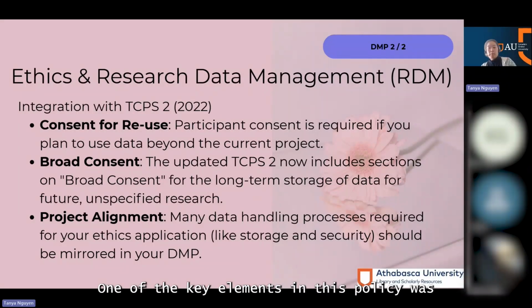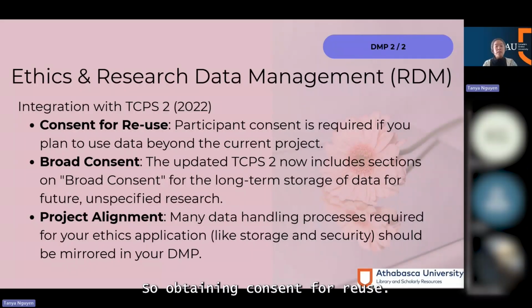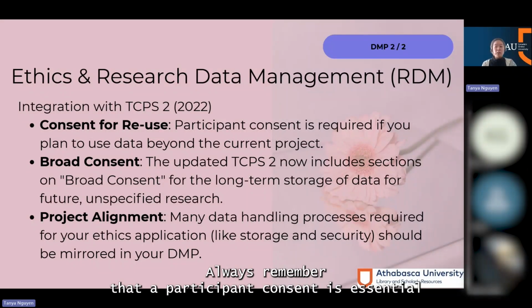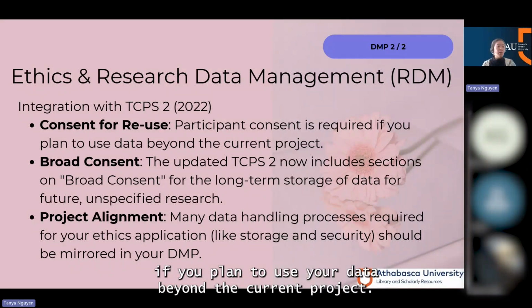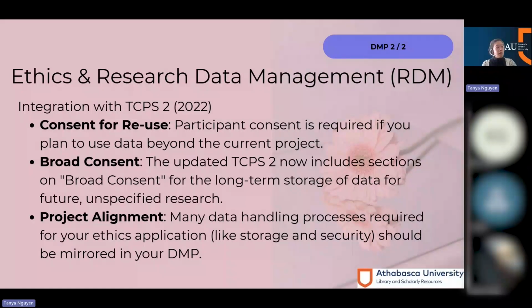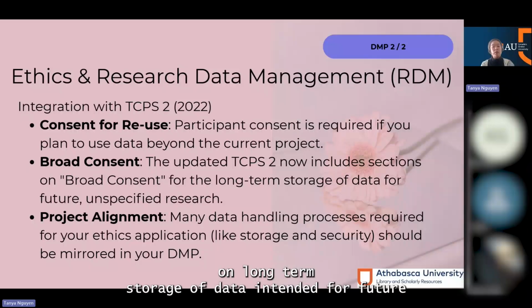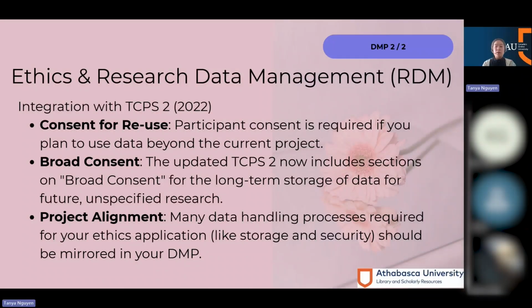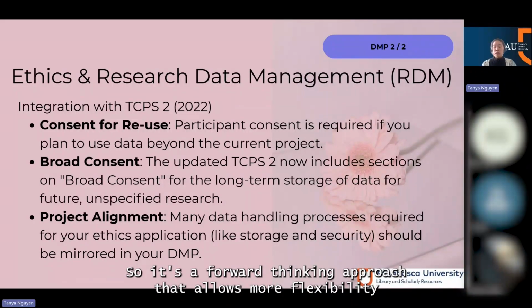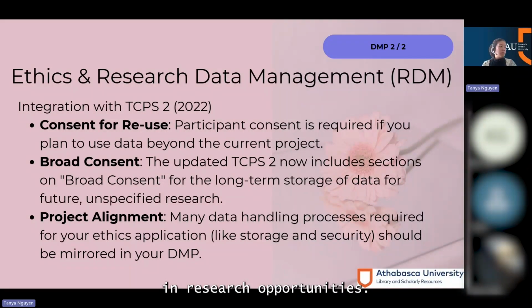One of the key elements in this policy was about consent, so obtaining consent for reuse. Always remember that participant consent is essential if you plan to use your data beyond the current project. So broad consent is also noteworthy, and this was updated in that TCPS2, and it includes sections on long-term storage of data intended for future unspecified research. So it's a forward-thinking approach that allows more flexibility in research opportunities.